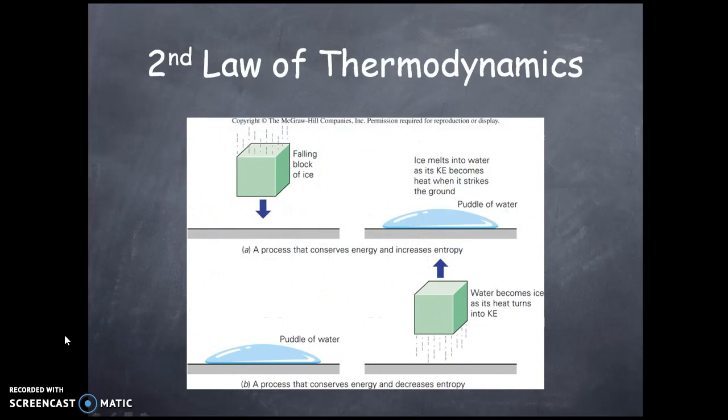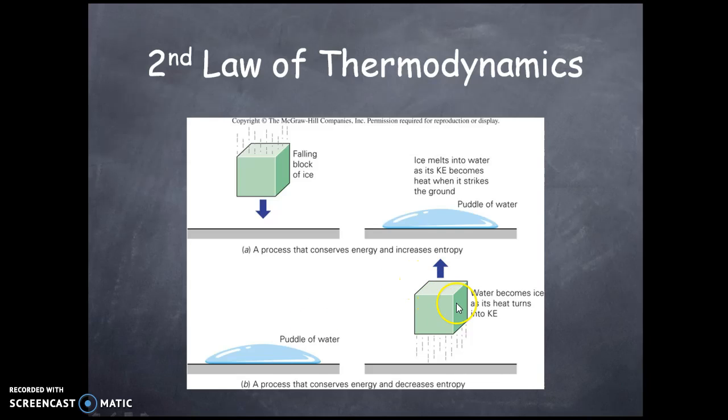When you look at this picture right here, it shows a falling block of ice. If it falls, it becomes a puddle and becomes more disorderly. You can see that it is very orderly at first and then becomes disorderly, and the ice melts into water as its kinetic energy becomes heat when it strikes the ground. So it becomes a puddle of water.